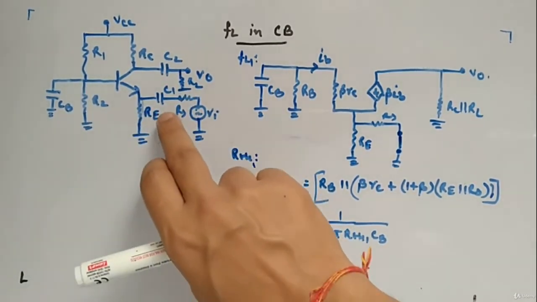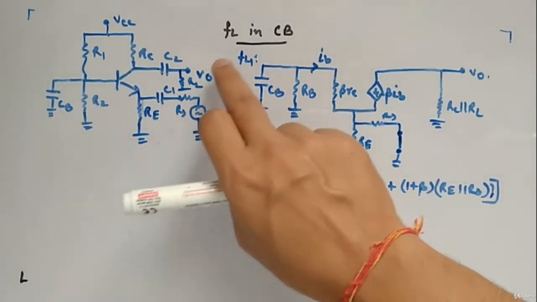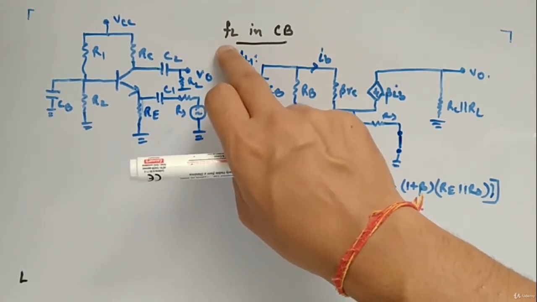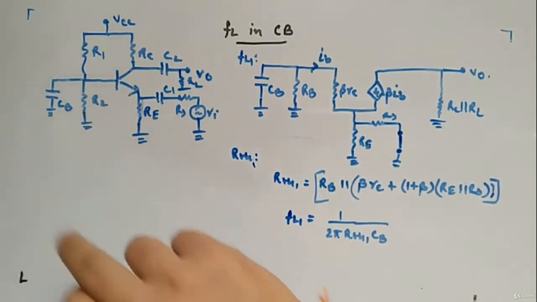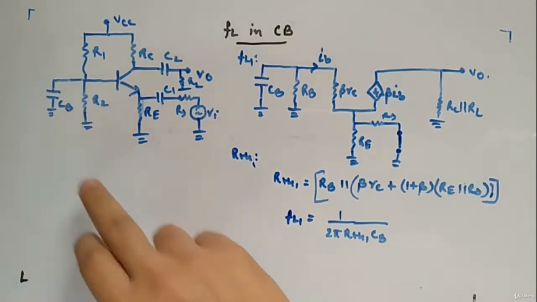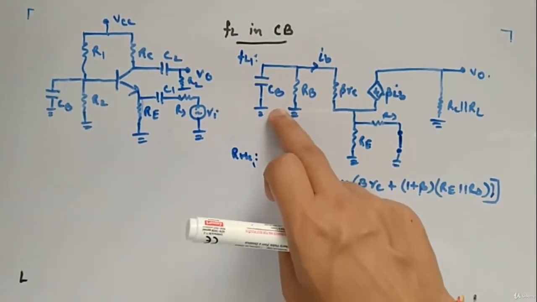So we have three external capacitors, so we will have three values of FL: for C1, for C2, and for CB. First we will calculate for CB, so FL1, corresponding to CB.